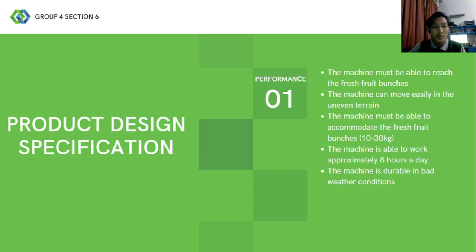Next, we are going to discuss the product design specification of our product. First, for the performance, the machine must be able to reach the fresh fruit bunches. The machine can move easily in uneven terrain. Then, the machine must be able to accommodate fresh fruit bunches that weigh between 10 to 13 kilograms. Then, the machine is able to work approximately 8 hours a day, and the machine is durable in bad weather conditions.